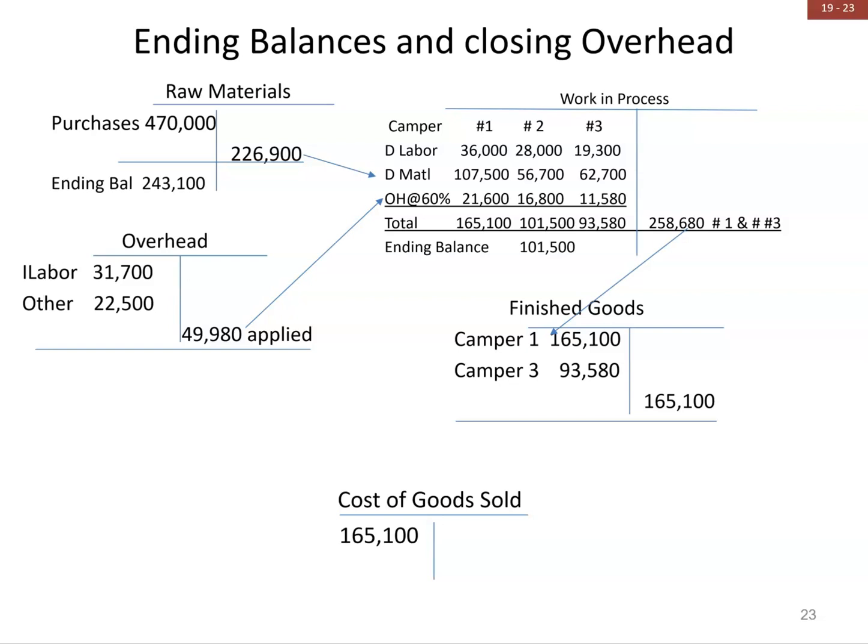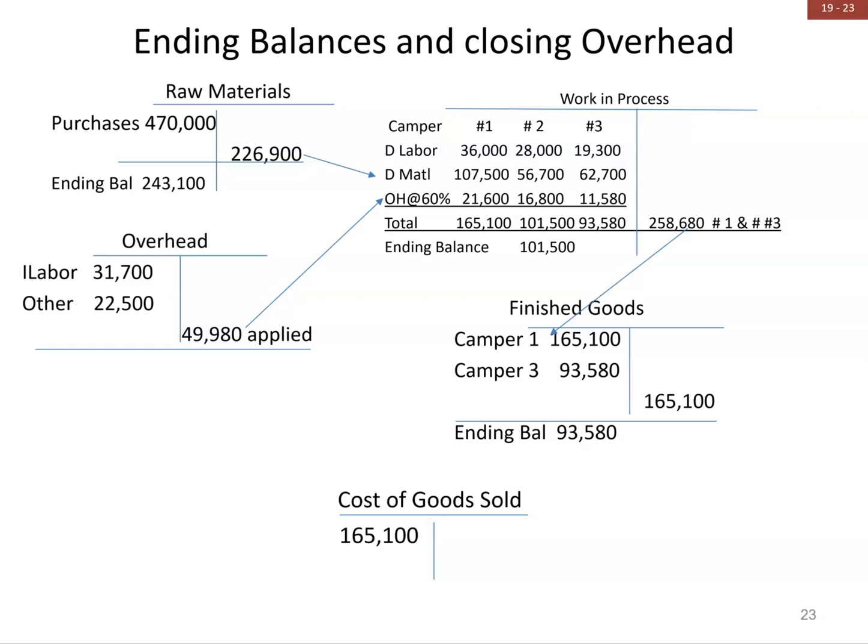Now we're going to do our balances. Raw materials, we have a balance of $243,100. That would go on the balance sheet. Finished goods has an ending balance of $93,580. That also would go on the balance sheet. And the ending work in process of $101,500 would go on the balance sheet. And the $165,100 would go on the income statement.